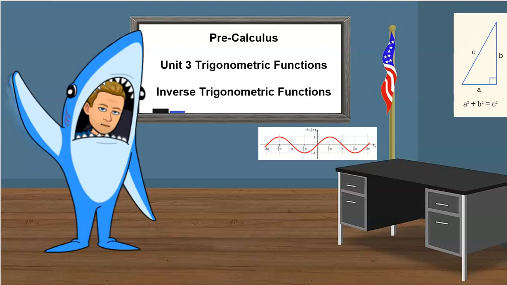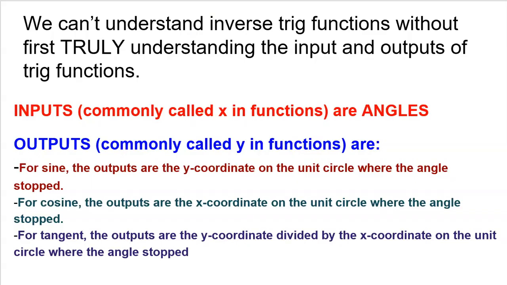All right, so before we can even begin to understand inverse trig functions, we really need, for maybe the third time, to focus on what a regular trig function is. To understand inverse trig functions, we have to truly understand inputs and outputs of trig functions. Inputs are commonly called x. In 99% of functions, the input is an x. But in trig functions, that x represents an angle. And officially, we like to use radians.